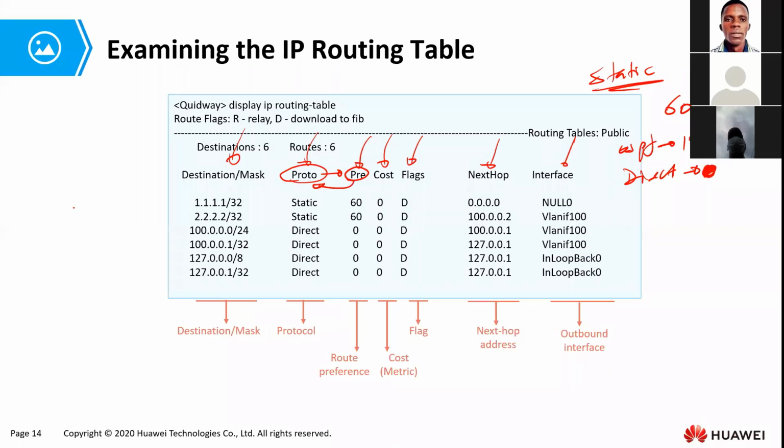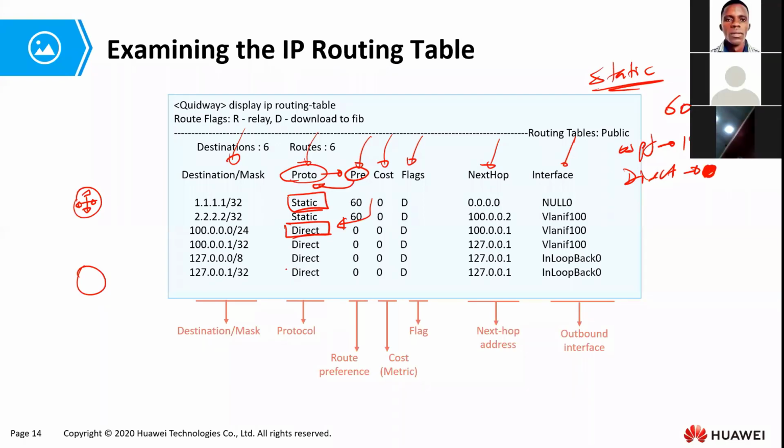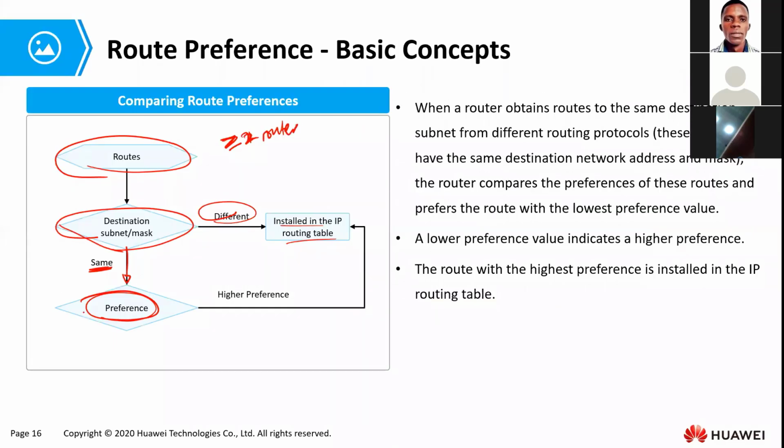So let us say you learned of 2 different routes to the same destination. One of them was directly attached. One of them was statically configured. You will choose the one which is directly attached. Is anyone with me? Yes. That is what preference is.